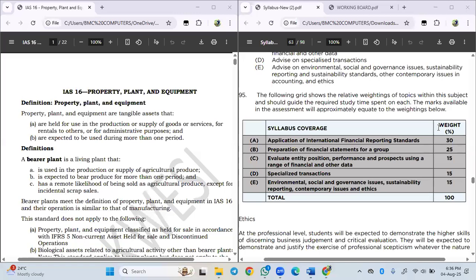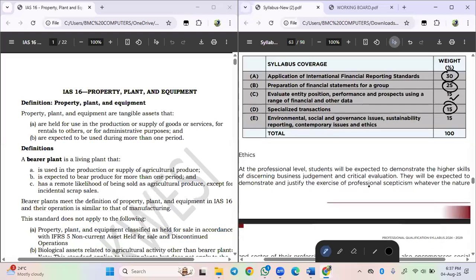Okay, so we have application of IFRS, the International Financial Reporting Standards. That one alone is 30 marks of the syllabus. We also have the preparation of financial statements for a group, that's the consol. The various ones, we have 25. And also, this one is talking about ratios, 15 marks. We also have specialized transactions, 15. And the last one is about sustainability, ethical, and contemporary issues.